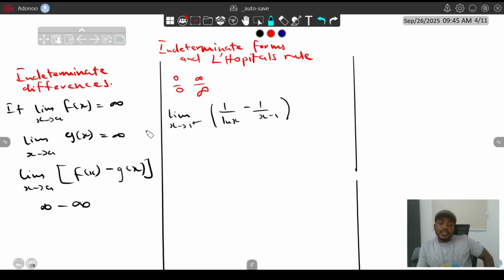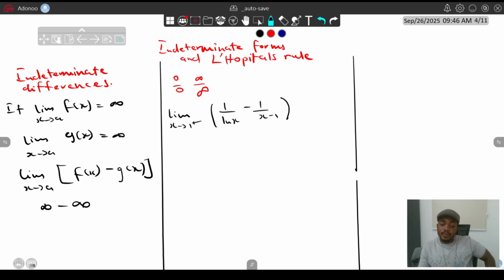So what is the indeterminate difference all about? If you have a function where the limit as x approaches a of f of x is equal to infinity, and another function where the limit as x approaches a of g of x is equal to infinity, and then we subtract these two functions as we take the limit as x approaches a value a, our indeterminate form is infinity minus infinity. This is how we handle it.